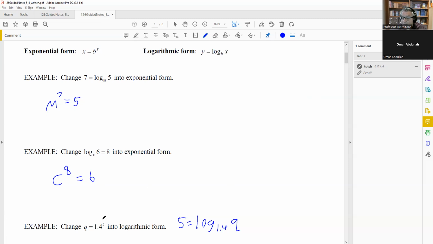So that's how we do it. 1.4 becomes the base. The exponent goes after the equal sign. And I could have put the equal sign on the other side as well. It doesn't matter, actually. And then whatever's left over, q, that's the one that goes inside the log.